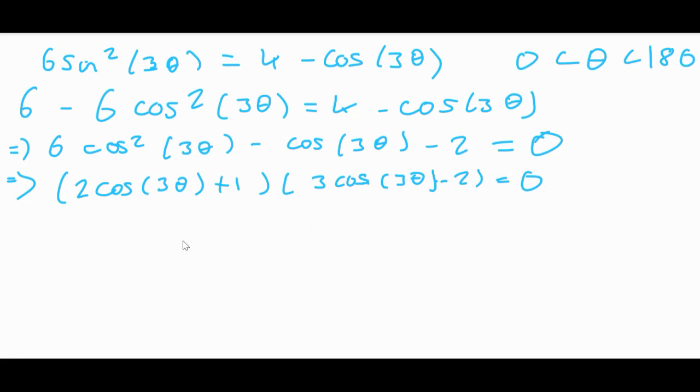And just like with normal quadratic equations, one of these brackets has to be 0. So either cos 3 theta is equal to minus 1/2, or cos 3 theta is equal to 2/3. And how do we solve this? Well, we just draw the graph up. We solve for one value of cos x equals minus 1/2, and then we draw a graph and we can solve for the other values.